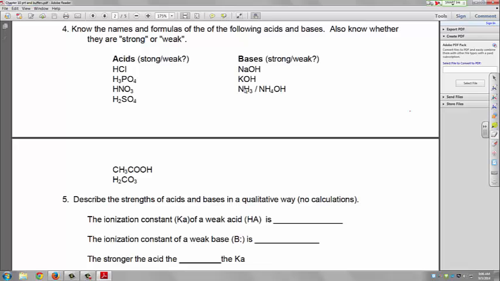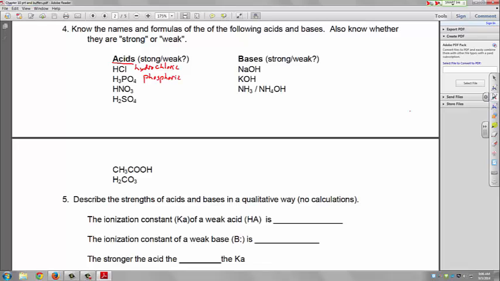Okay, so there should be a list of acids and bases in your textbook. I'm not sure what page it's on, but these are the ones that I want you to know, and you should know the names and the formulas for all of these acids and bases. I'm sure the book probably gives you a more elaborate list, but the acids, we have hydrochloric, H3PO4 is phosphoric.